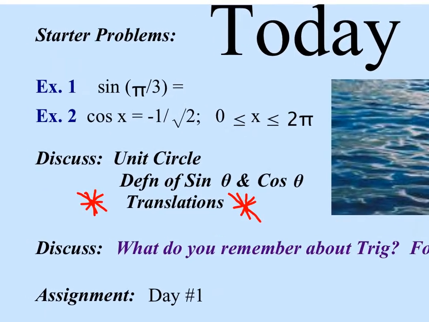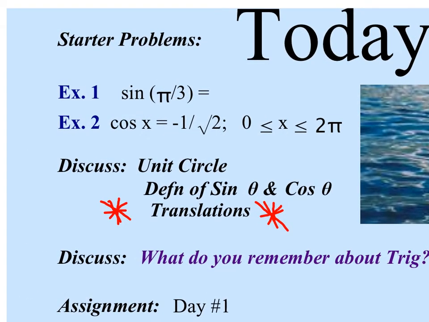In these two examples you'll see here, the sine of pi over 3 should be the y value in the unit circle at pi over 3, which would be root 3 over 2. Example number 2 is a little bit different. It's asking for an angle measure, in radians, somewhere in the interval from 0 to 2 pi.